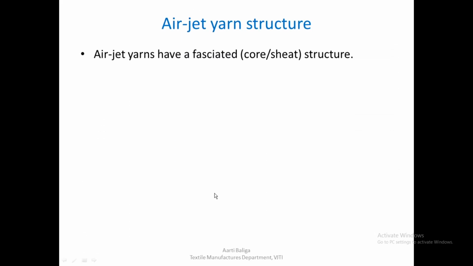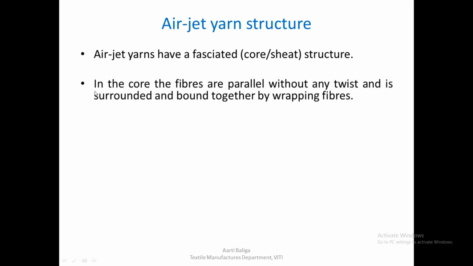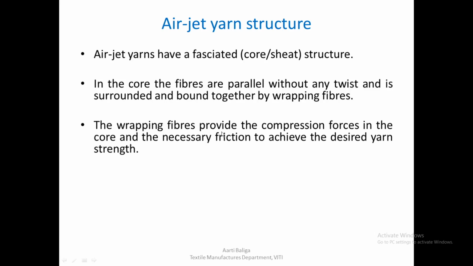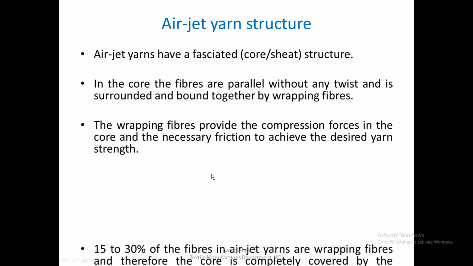So with this, let us see exactly how our Airjet yarn structure looks like. Airjet yarn has a fasciated or a core sheet structure. This we already know. We also know that in the core the fibers are parallel without any twist and is surrounded and bound together by wrapping fibers. The wrapping fibers provide the compression forces in the core and the necessary friction to achieve the desired yarn strength.